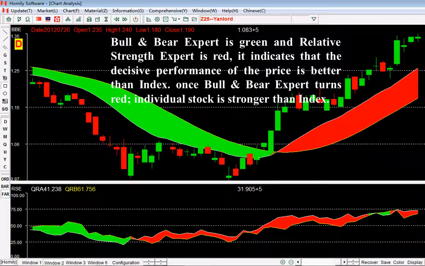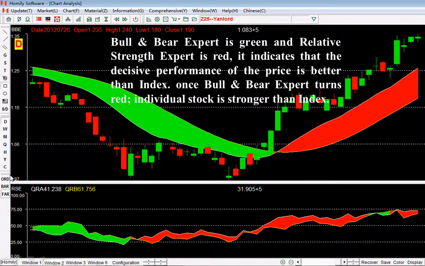Then when you see here, the green, this is above 50, and here, red turn to green, you can sell some position. Sell some position, because you still have another position inside, but here you should sell some position to avoid risk, okay?